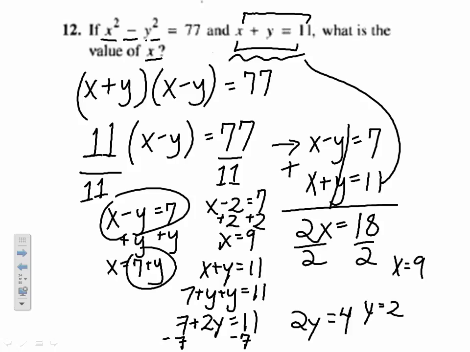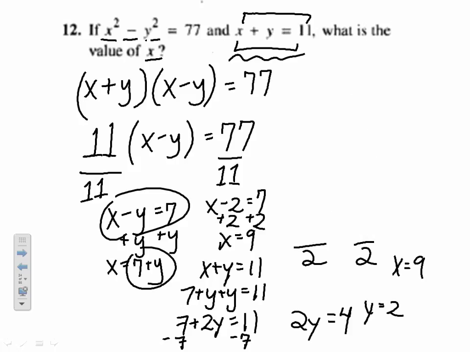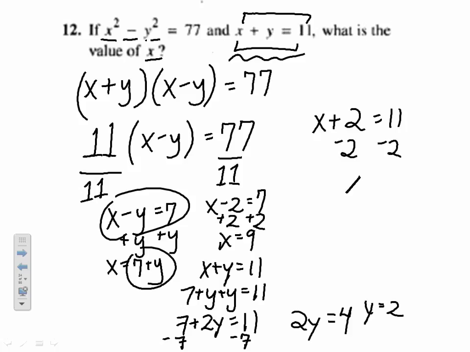Or you could plug it into x plus y equals 11. So you know y is 2. So then you could plug in x plus 2 equals 11, and then you could solve for x that way. So there are lots of different ways to get the right answer to this equation, but they pretty much all hinge upon you knowing that when you have the difference of two squares, you have to break it down into x plus y times x minus y.